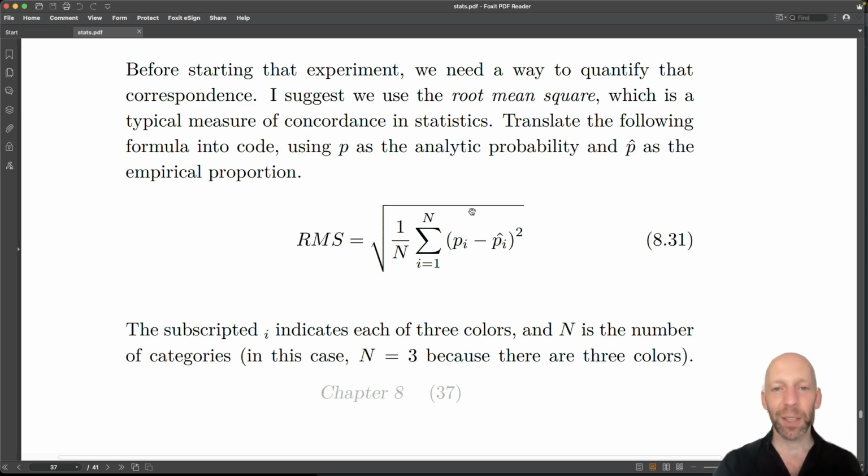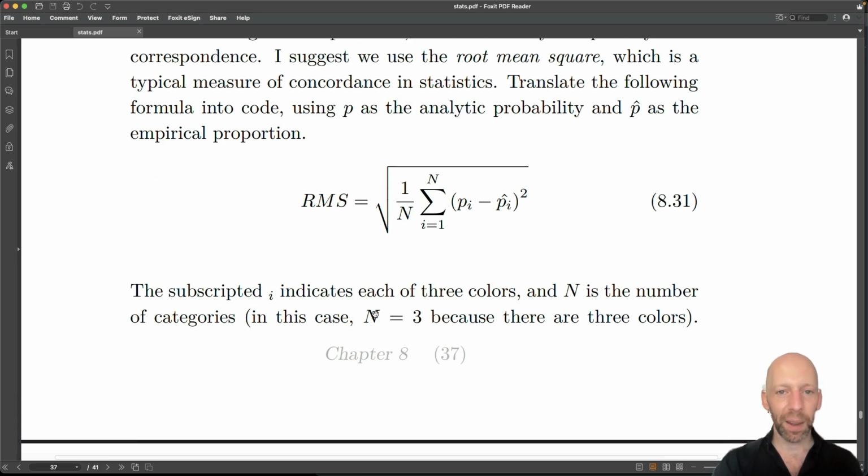Pretty straightforward. You can imagine that the smaller the RMS value, the closer the match between the probabilities and the proportions. So for example, if the probabilities and proportions were the same, then their difference is 0, and then we get an RMS of 0. So that's kind of the ideal result. An RMS of 0 would be a perfect match. All right, perfect consistency.